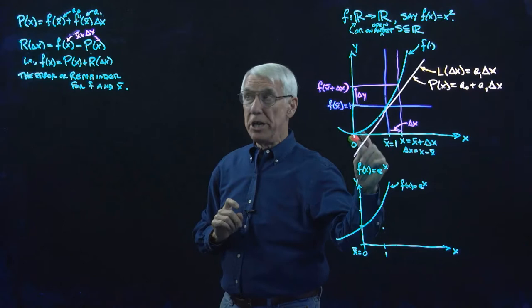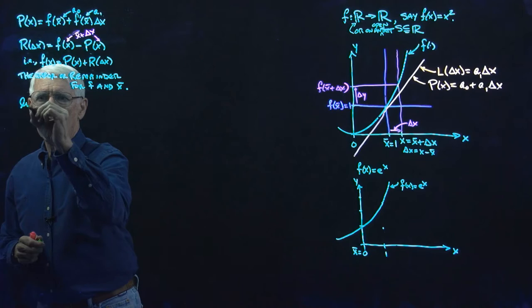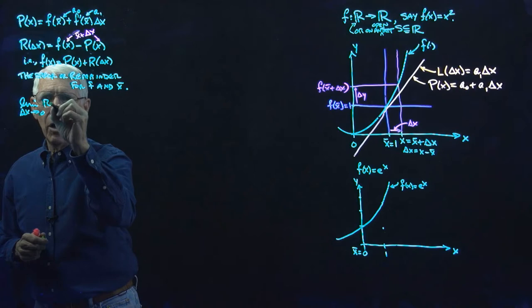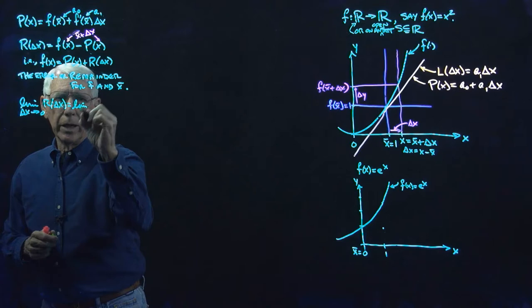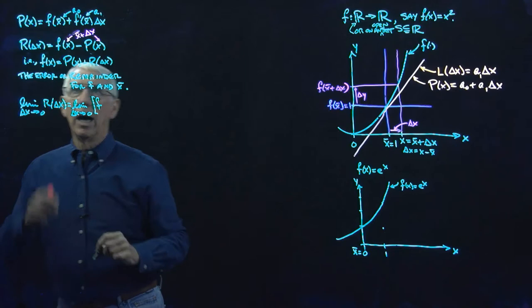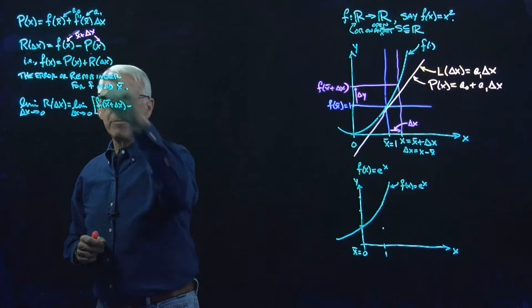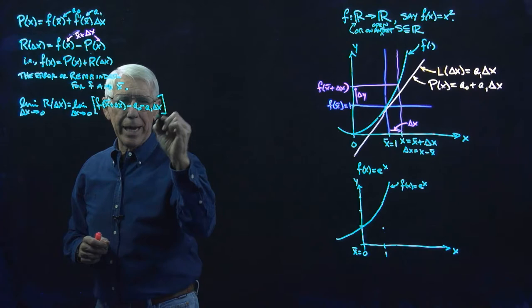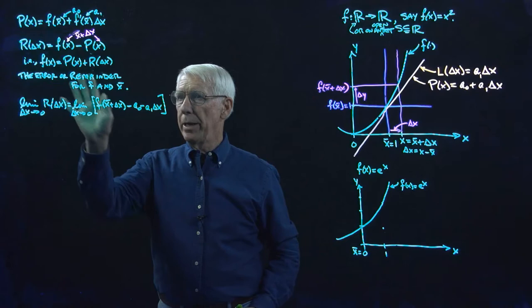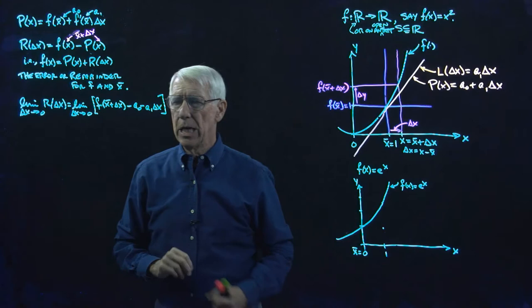So let's look at the limit as delta x goes to 0 of r of delta x, and that is going to be the limit as delta x goes to 0 of f of x, but let me write that now as f of x bar plus delta x, minus, and now I'm going to write this in the form a naught plus a1 delta x that we had to begin with, because we're trying to figure out whether the a naught and the a1 really ought to be f of x bar and f prime of x bar, or perhaps something else. So let me leave those as a generic a naught and a1 here.